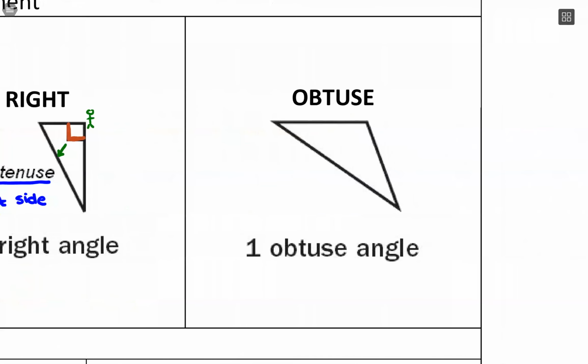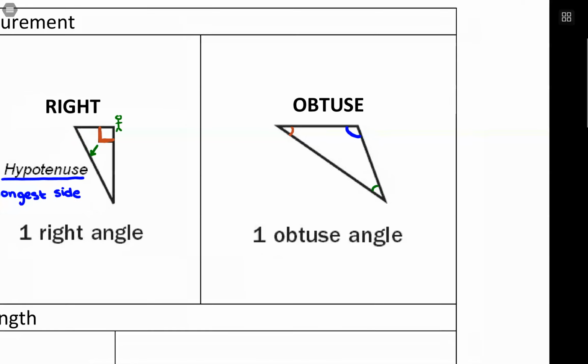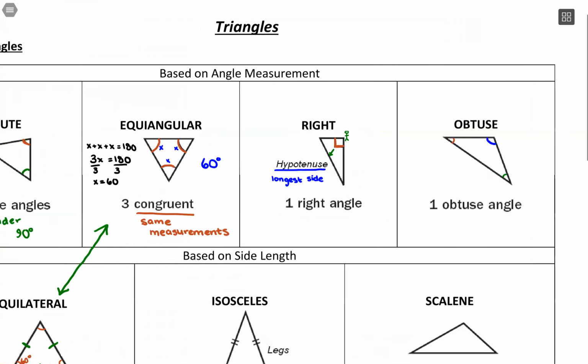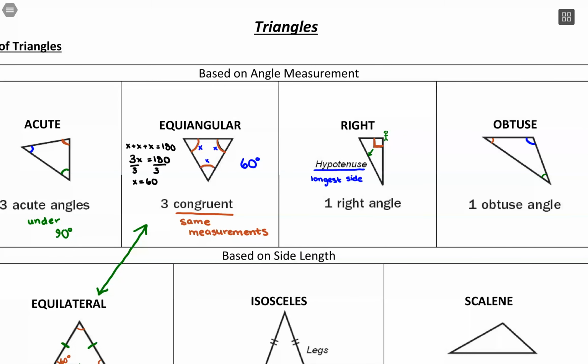And then an obtuse triangle is where, if you're looking at the angles, you can see there's an acute angle, there's an acute angle. If our third angle was acute, then it would be an acute triangle. But in this case, that third angle is obtuse, and that would make an obtuse triangle. So those are 4 options for how we can define a triangle based on the angle measurements.